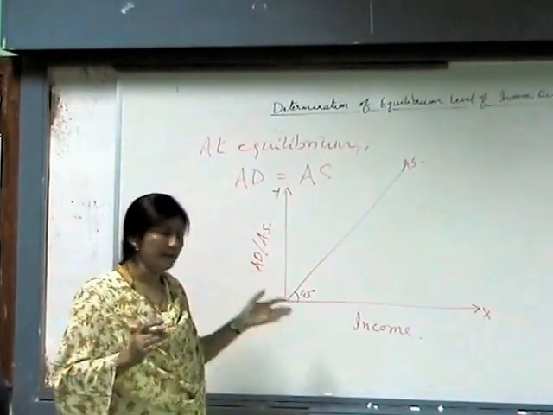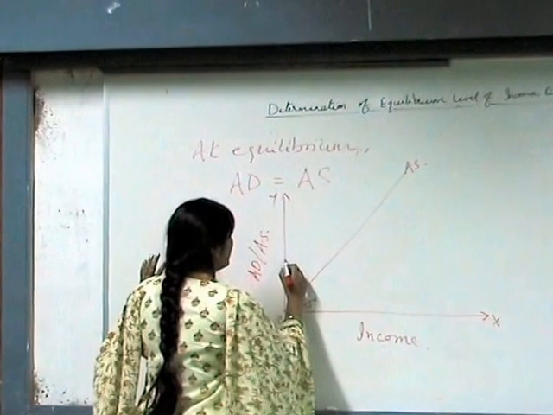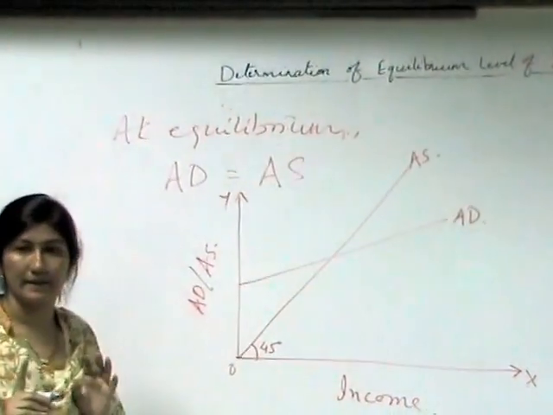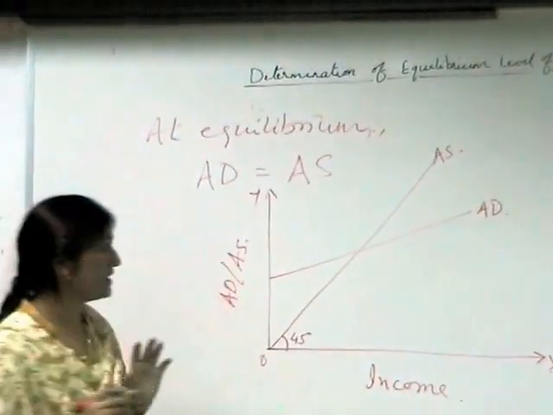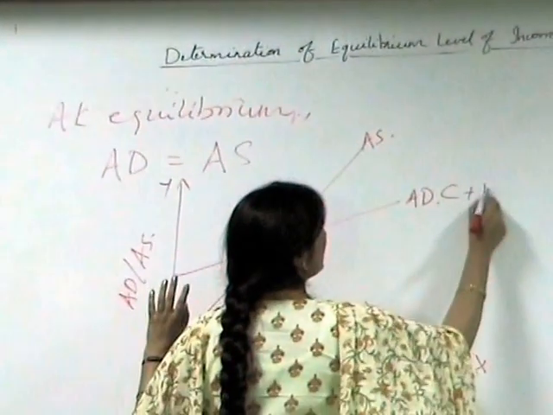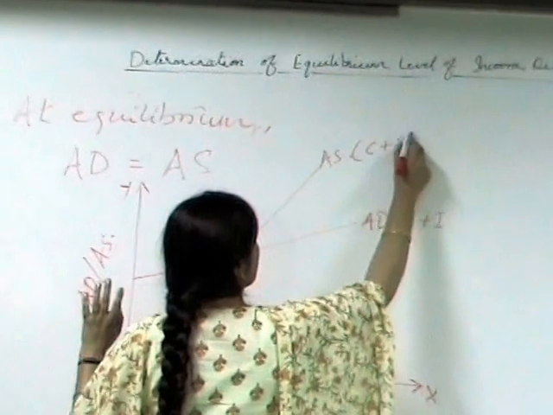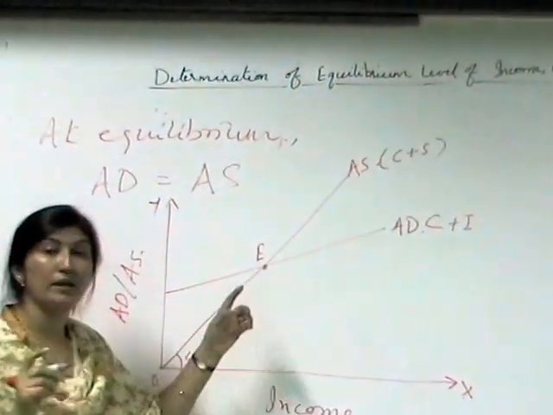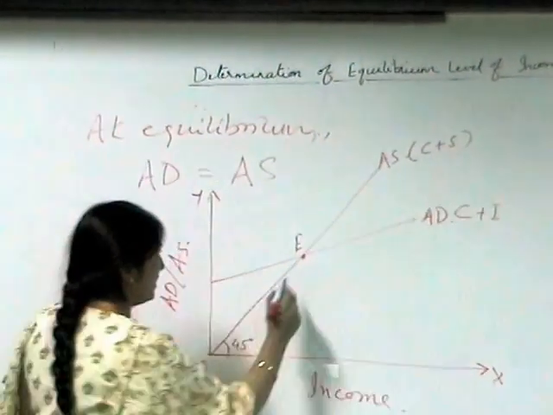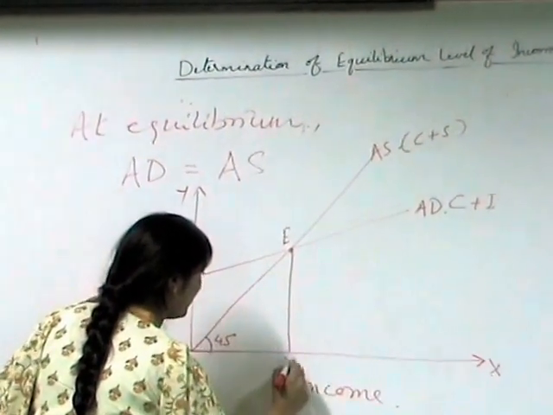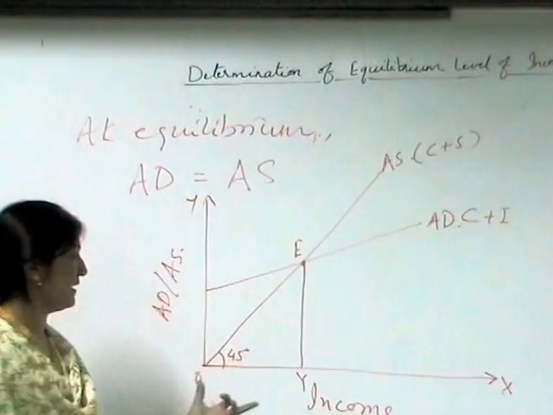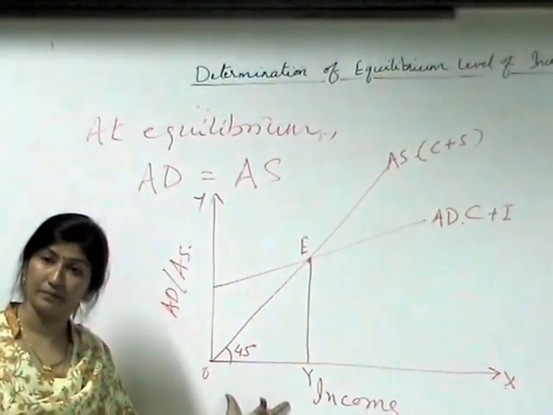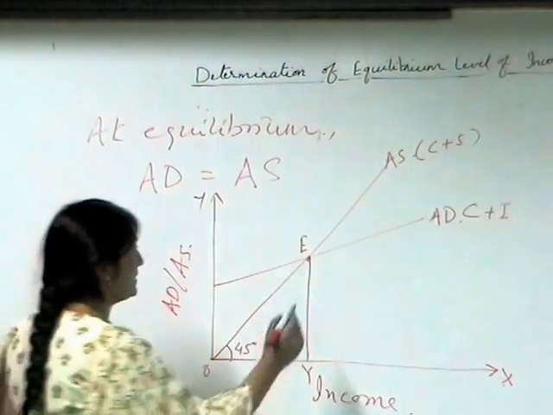Okay, this is clear. Now, the aggregate demand curve is this, which is C plus I. Aggregate demand is C plus I. This is C plus S. Now these two meet at point E. This is the equilibrium point. And when we join it to the income level, your OY level of income is the equilibrium level of income. Is this clear? At this, what is happening?